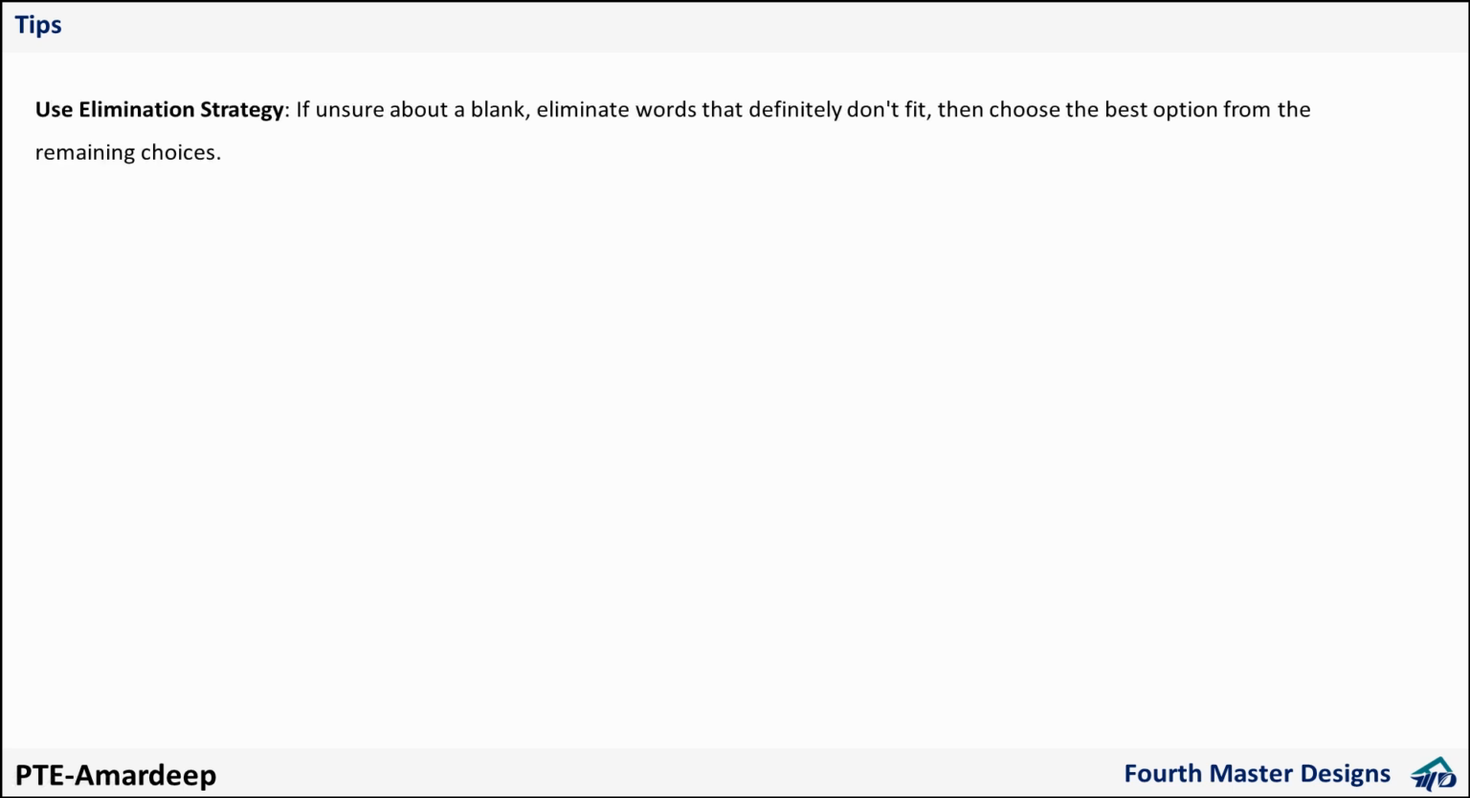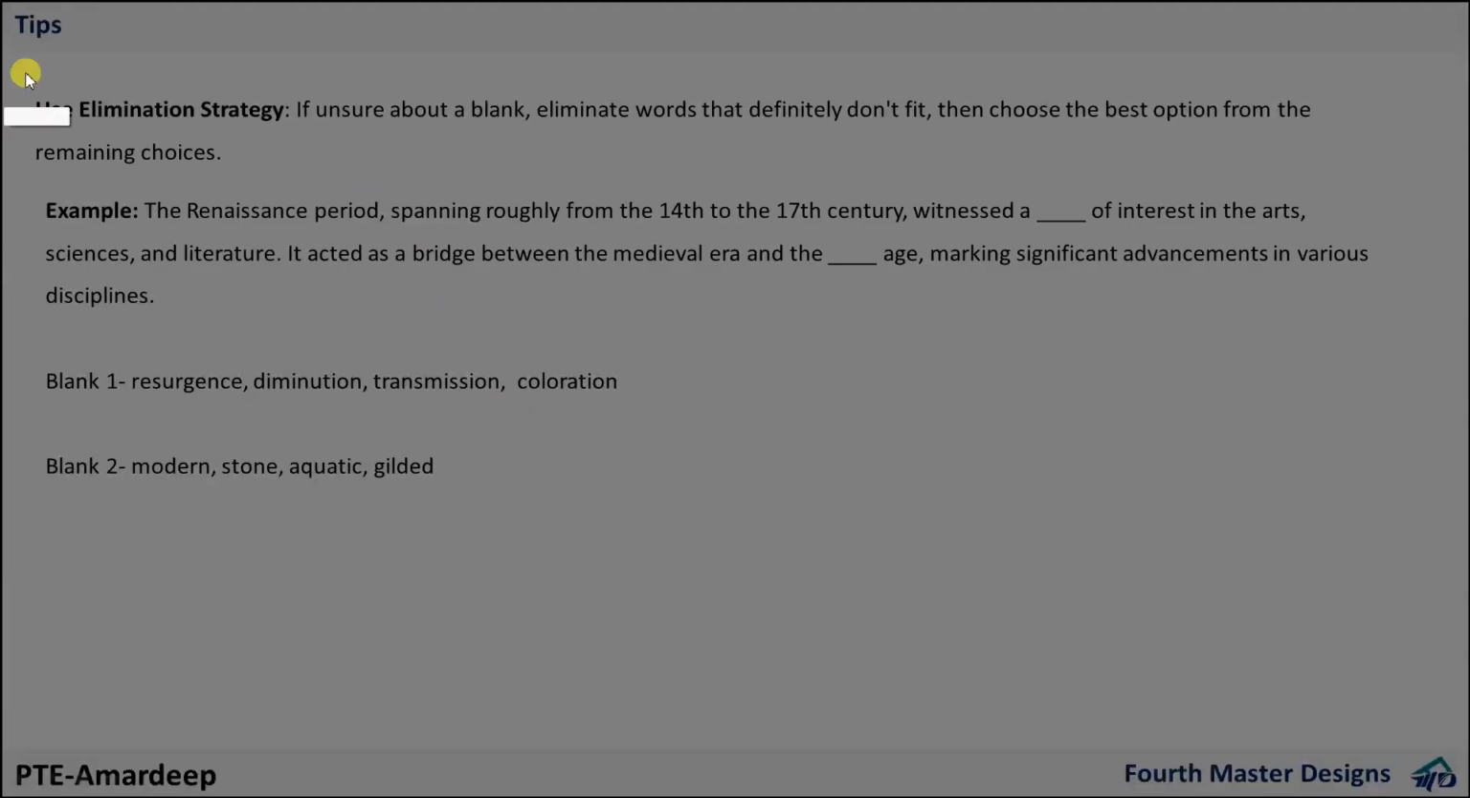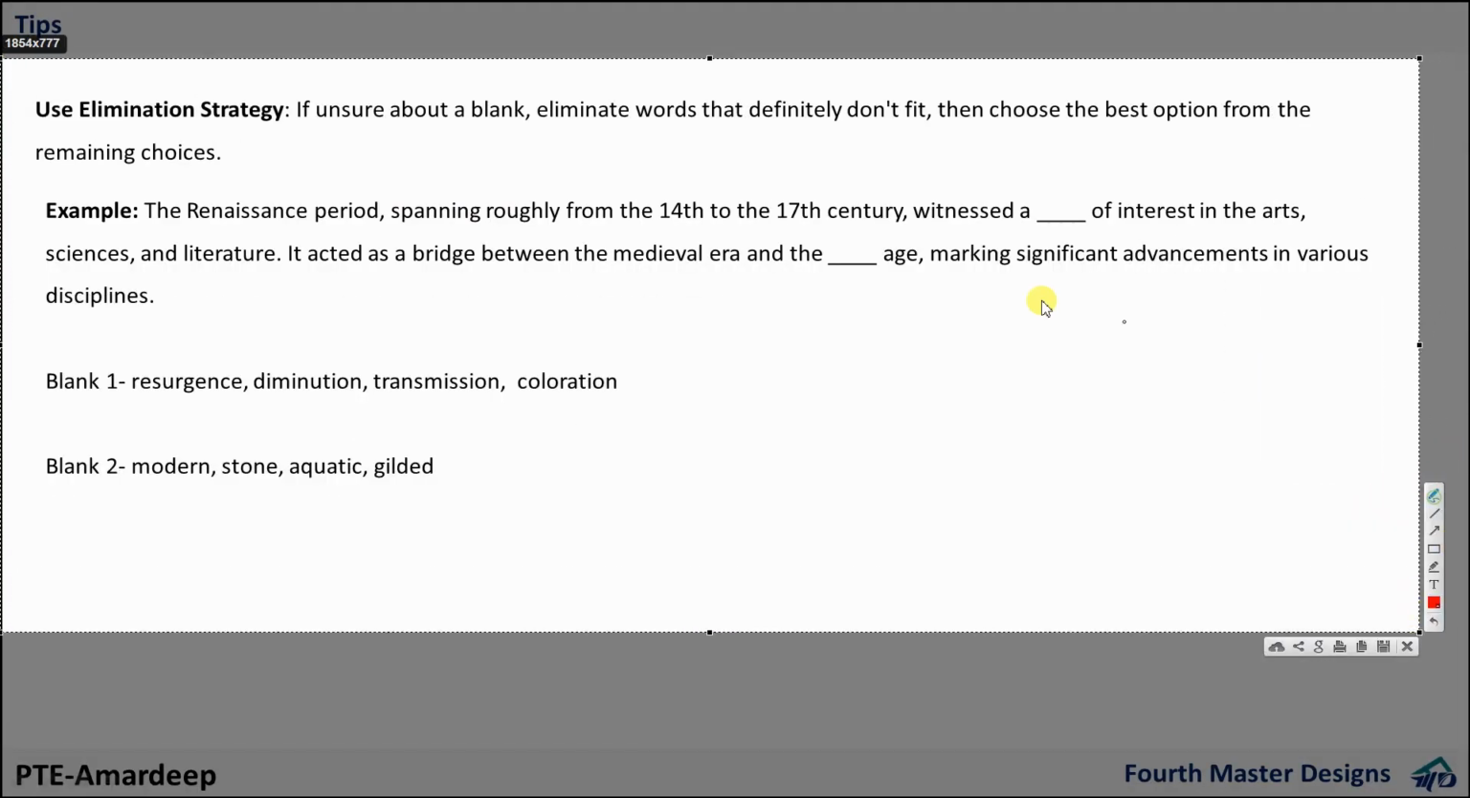Okay guys, then the third one: go with the elimination strategy. Now, what is the elimination strategy? See here: "The Renaissance period, spanning roughly from the 14th to the 17th century, witnessed a dash of interest in the arts." The options are resurgence, diminution, transmission, coloration. Witnessed may be some kind of increase or decrease. Because I understood the context of what he is trying to say, it is either increase or decrease.